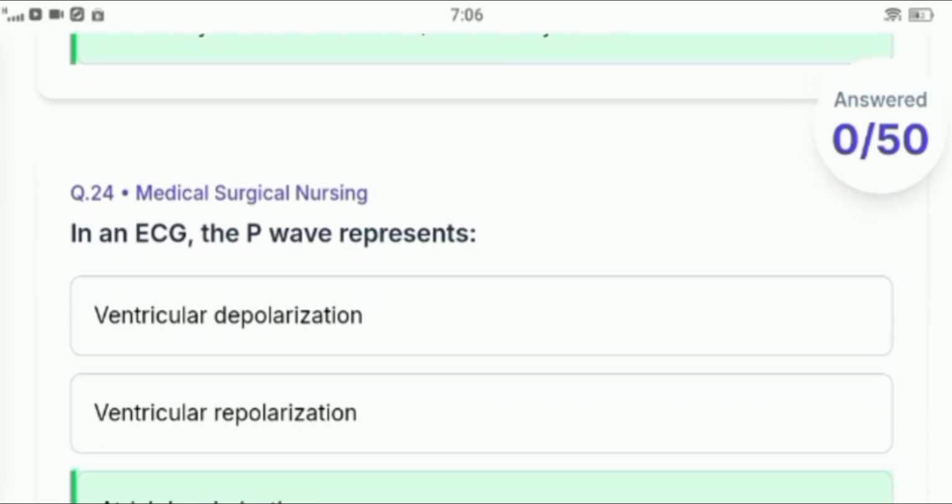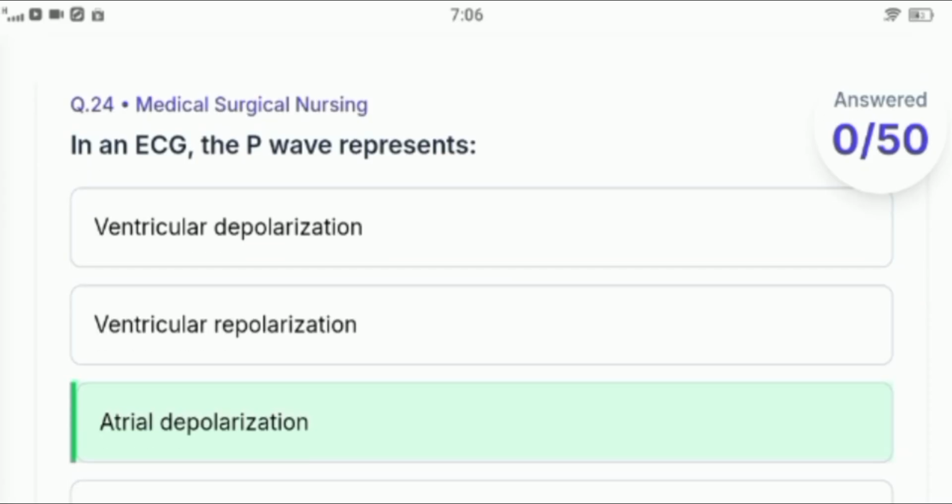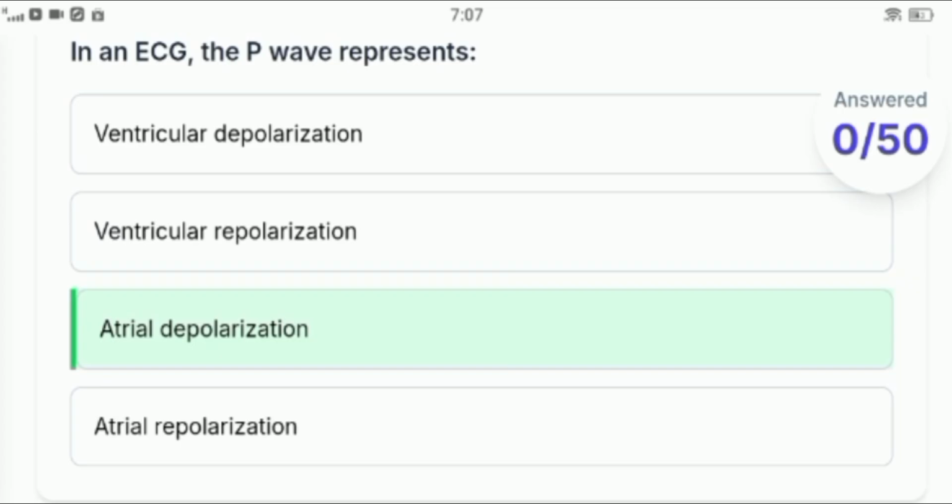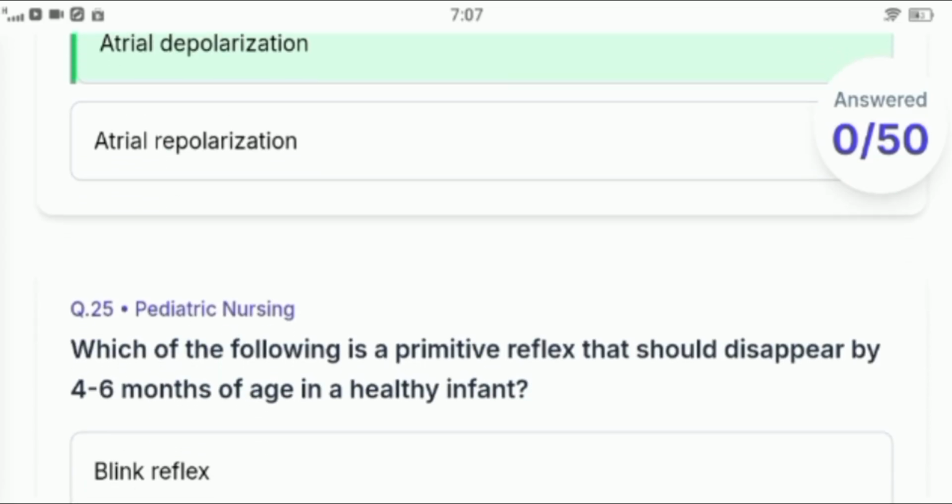24. Medical surgical nursing. In an ECG, the P wave represents A ventricular depolarization, B ventricular repolarization, C atrial depolarization, and D atrial repolarization. So the correct answer is atrial depolarization.